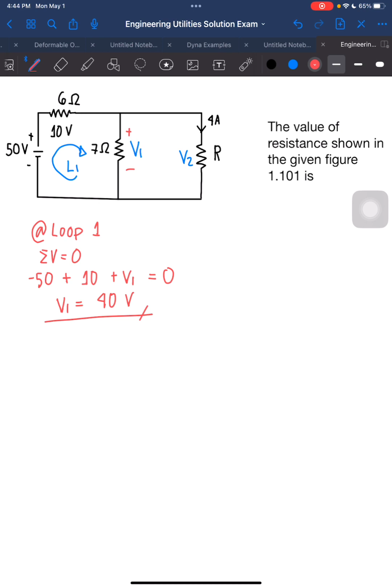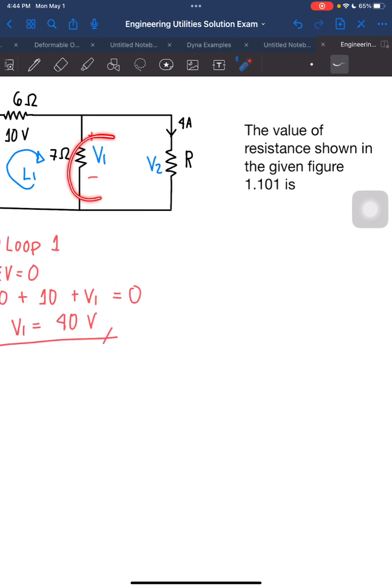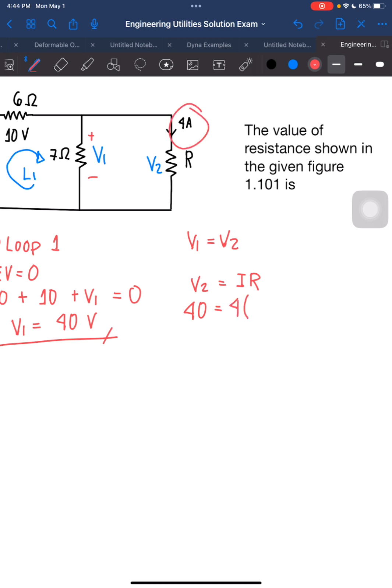Tapos next, since ang V1 at V2 ay parallel, pwede nating sabihin na ang V1 is equal to V2. So, ang ating V2 is equal to I times R. Ang ating V1 ay equals to V2. So, pwede nating lagay na 40 is equal to ating current dito na 4 times R.